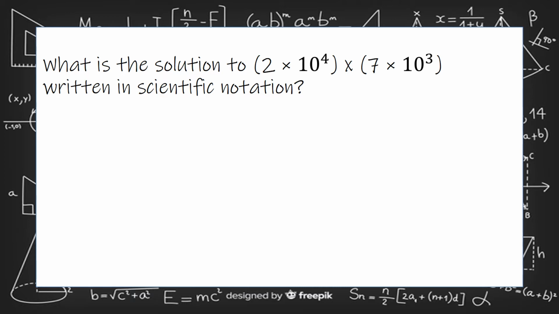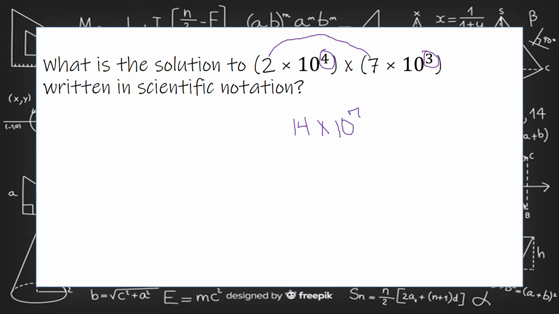What is the solution to 2 times 10 to the 4th times 7 times 10 to the 3rd? Well, all you have to do there is multiply the whole numbers. 2 times 7 gives me 14. And then add the exponents of your tens in scientific notation. So 4 plus 3 gives me 7.